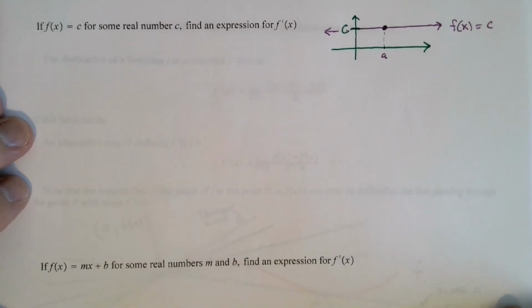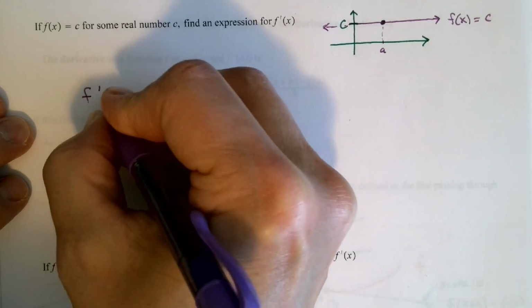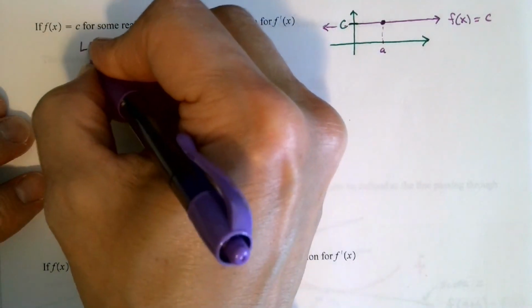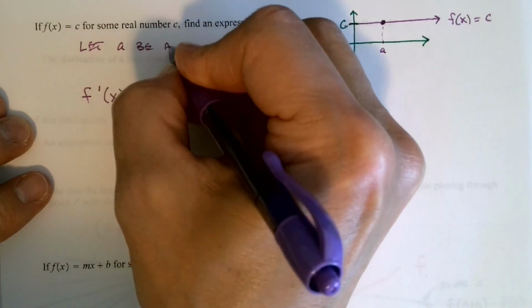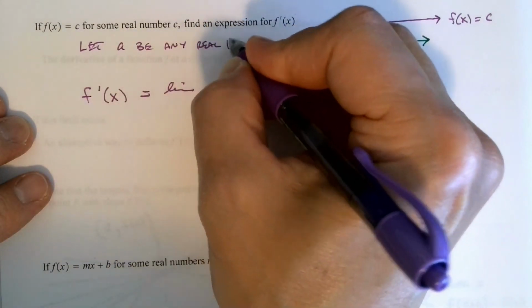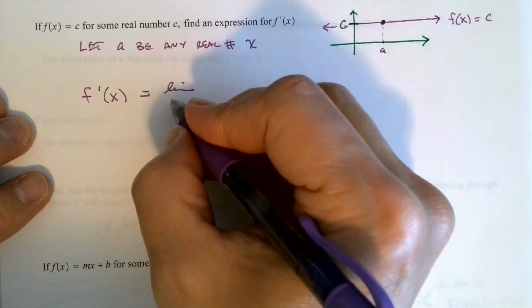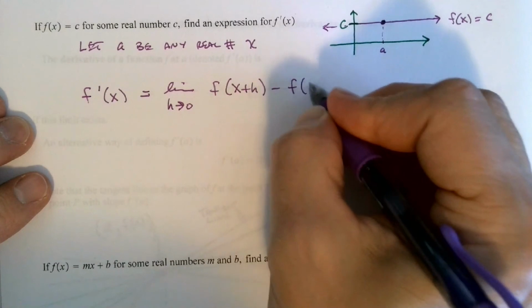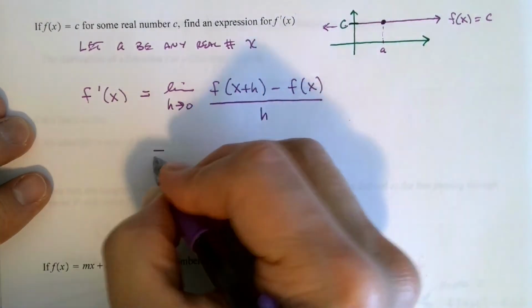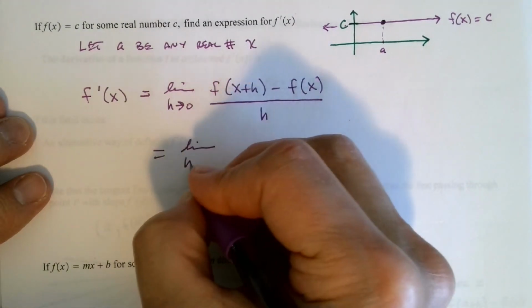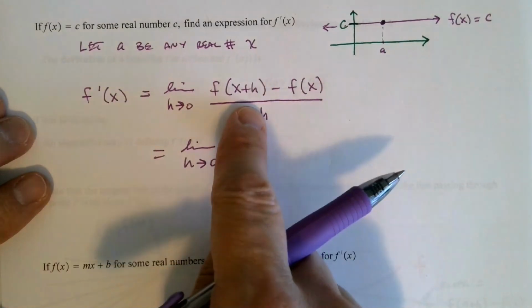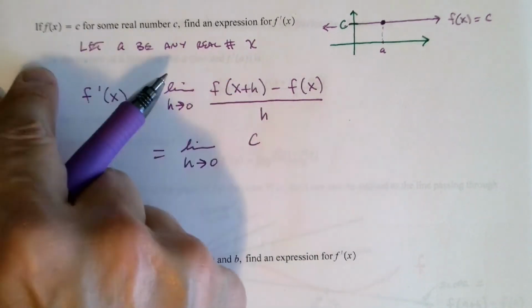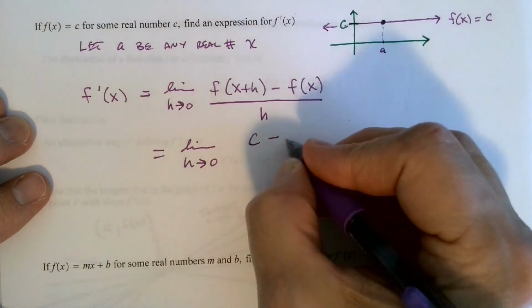Okay? So we know it has to be 0. Let's just prove it with the limit definition. And this time, instead of using a, I'm just going to use x. I'm going to let a be any real number x. Okay, so it's a limit as h goes to 0, f of a, but I'm going to let that be x plus h, minus f of a, or f of x, over h. And the reason I can do that is here, what's f of x plus h in this case? F of x is always c, so what's f of x plus h? Answer, c, right? No matter what the input is, what's the output? C. F of x is c, f of x plus h is c, f of a is c, right? Everything. F of x, of course, is c.